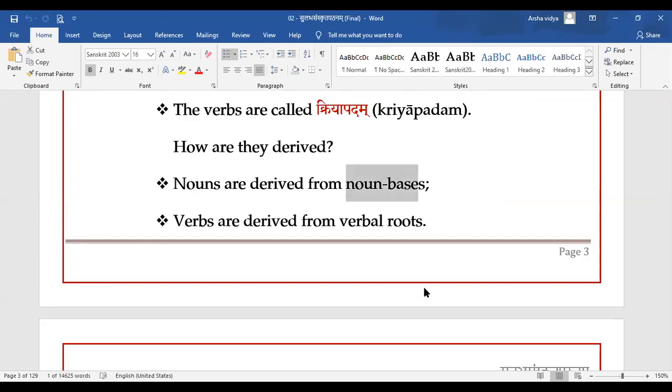Shabda can mean sound also, dhvani, but that is not the meaning here. Shabda means word. A word is called Shabda. Padam is also Shabda, but there is a difference. We will see later. A noun base is called a Shabda. A noun form is called Namapadam. And therefore, noun form is derived from noun base. That is, Namapadam is derived from what?